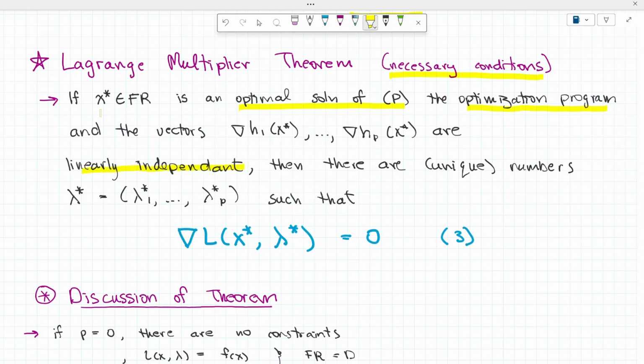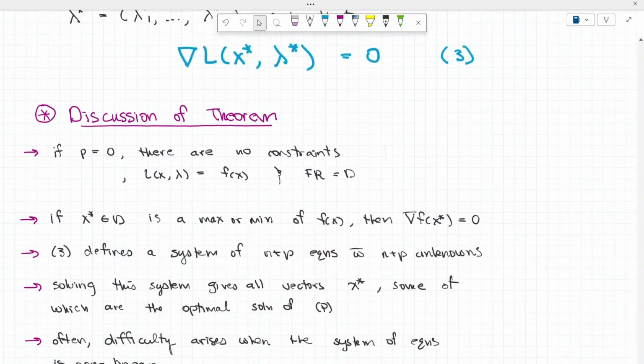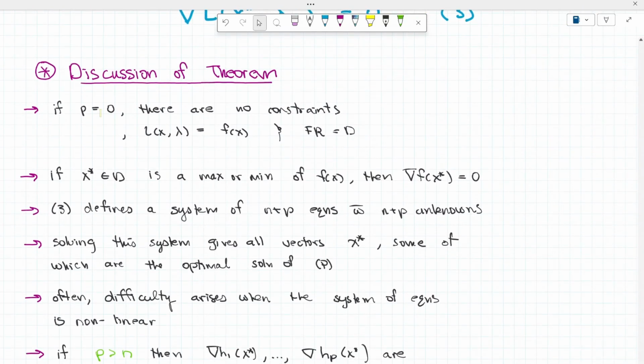Okay, so let's have a little bit of a discussion on this theorem. First, if p equals 0, then there are no constraints, right? Because we have our h functions, which are constraints, h1 all the way to hp. If p equals 0, then we have no h functions, no constraint functions. That simply means that our Lagrangian function just equals f of x. And that means our feasible region just equals D, which is that open region, which is a subset of R to the n.